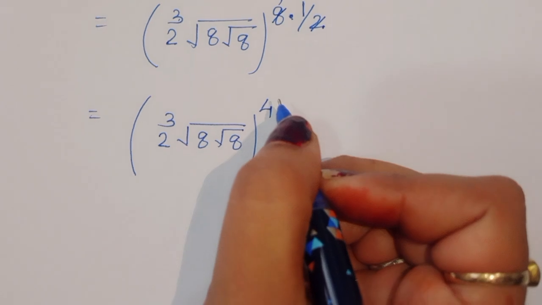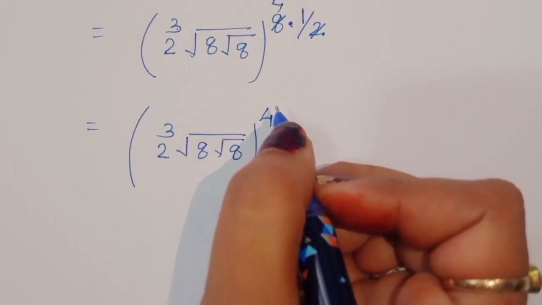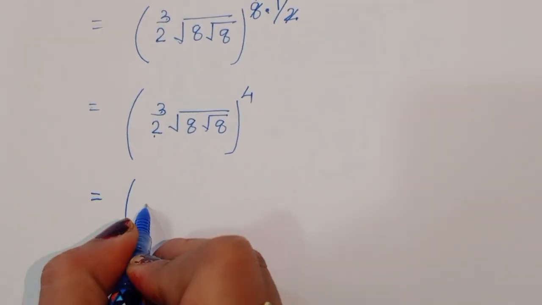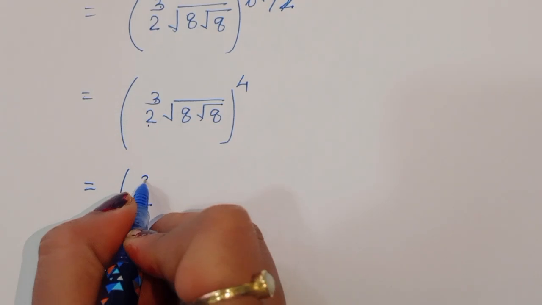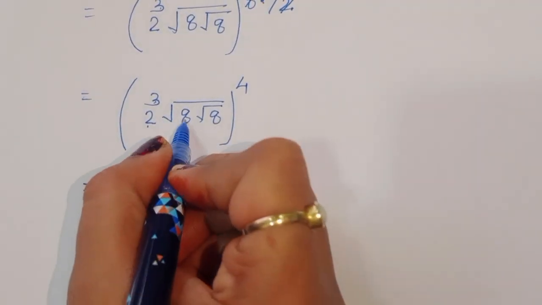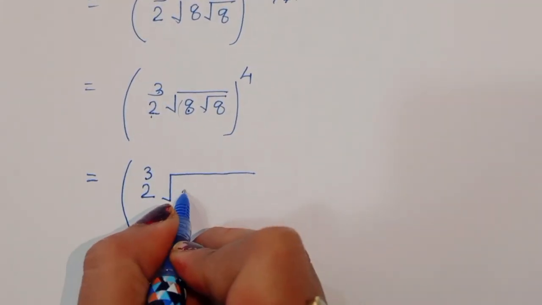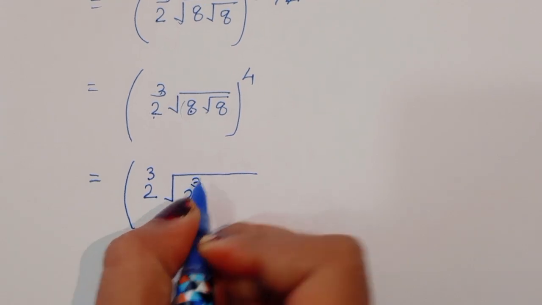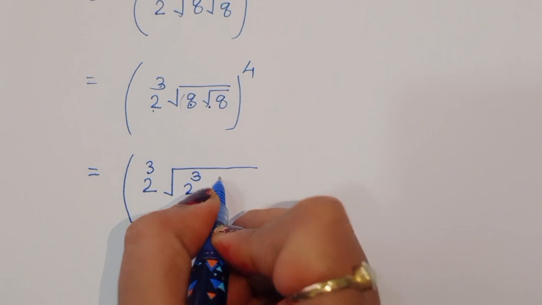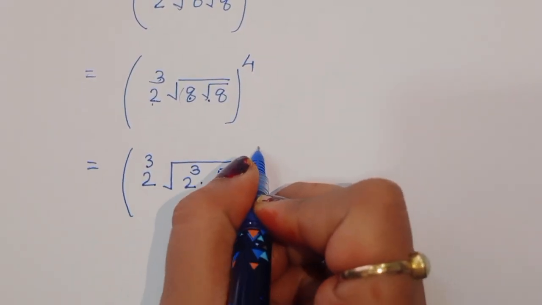Now in the next term we can do one thing: square root of 2 equals 2 power 3, so we can write this 2 power 3. Next term, square root 8. This 8 we can write in terms of 2 power 3, so we can write here 2 power 3 times square root 8. We can again write 2 power 3 under square root of 2 power 3, right?